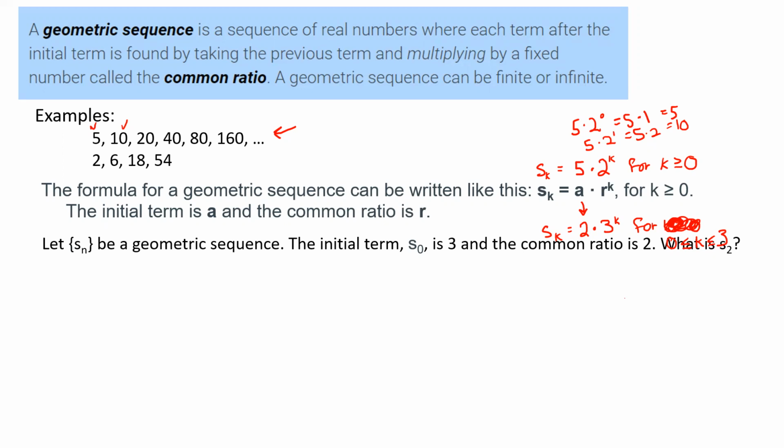So they said, we've got a geometric sequence, S sub n, and they're saying that the initial term is 3 and the common ratio is 2. So what is S sub 2?